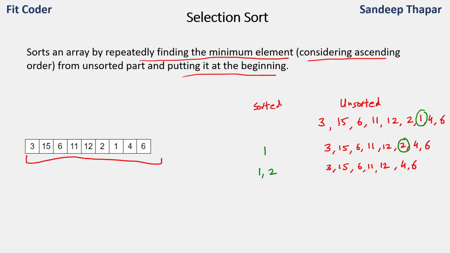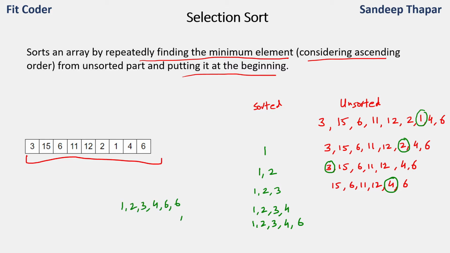Now the minimum in the unsorted part is 3, so 3 will be placed in the sorted part. Now we have 4, so it will come 1, 2, 3, 4. Similarly, at each step, we are adding one element in the sorted part. Then 11 will come, then 12, and then 15. That is how we'll get the sorted array.